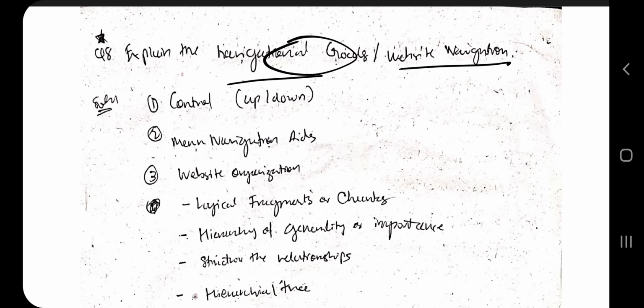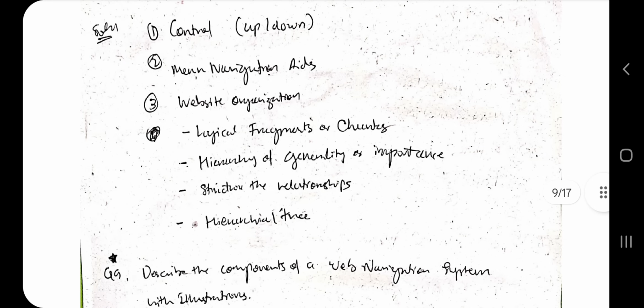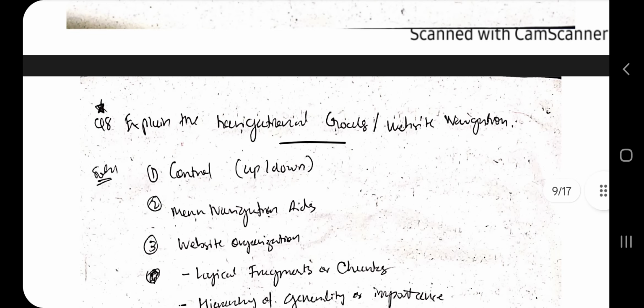Moving on to the next question, which is explain the navigational goals and website navigation. Now, the navigation goals means there are three: control, menu navigation aids, and website organization. When you have the control and you get the aids and you have the organized way of things in logical fragments, hierarchy, and structures, you will be able to easily navigate. That's all for the navigational goals.